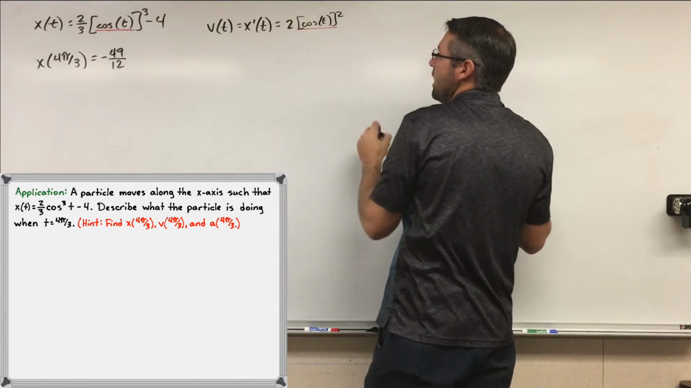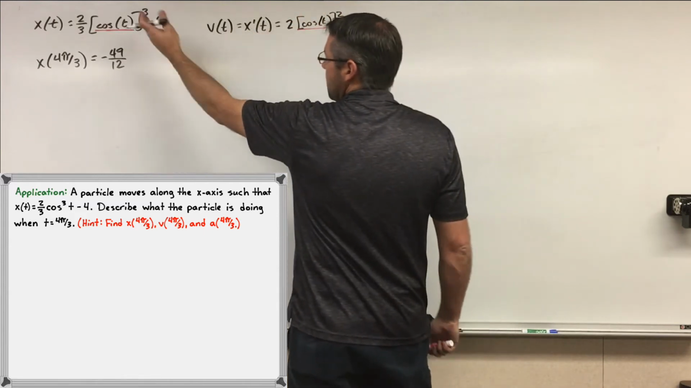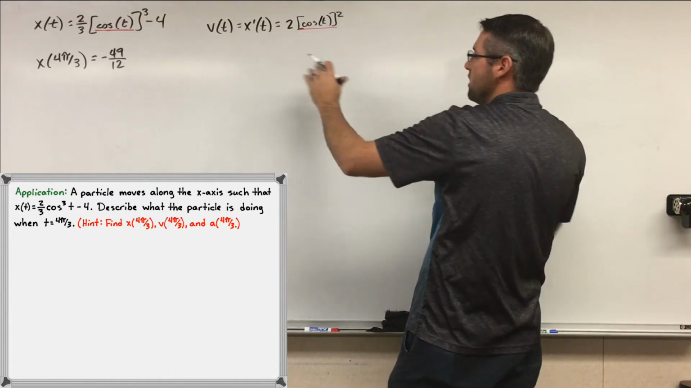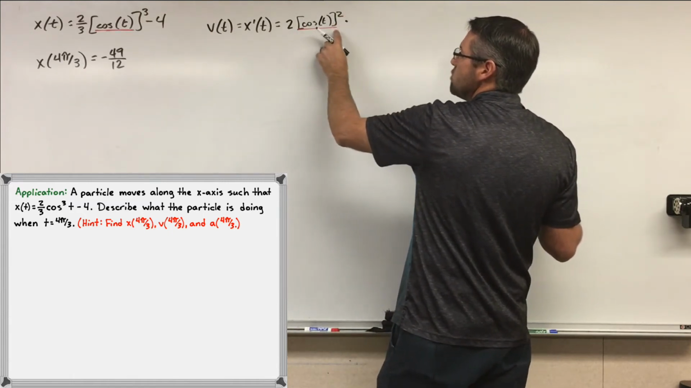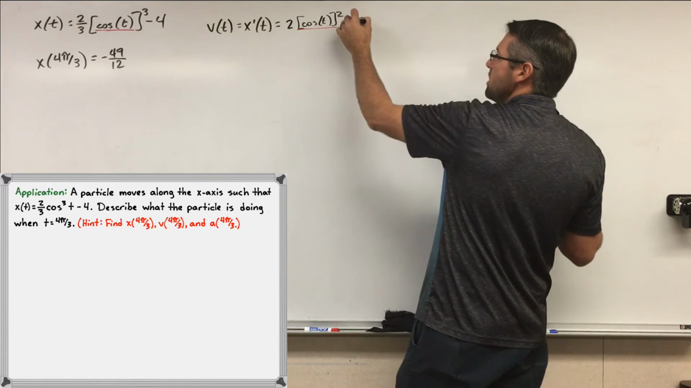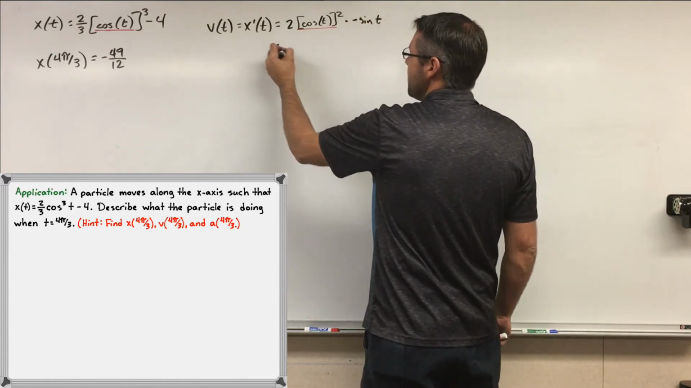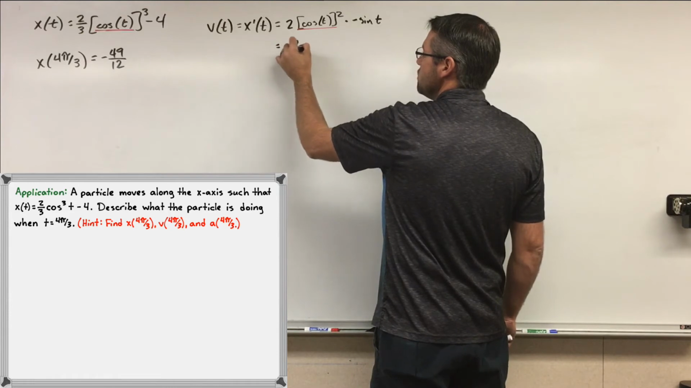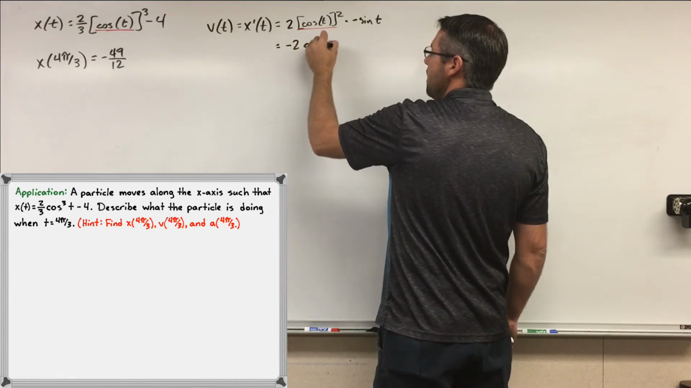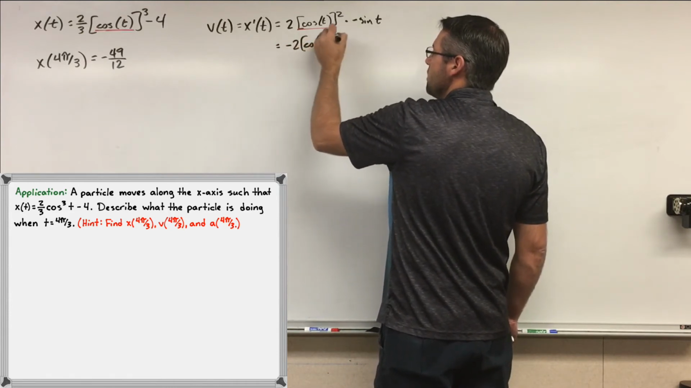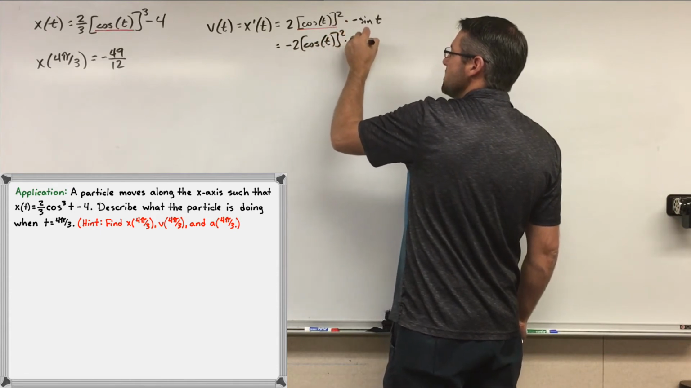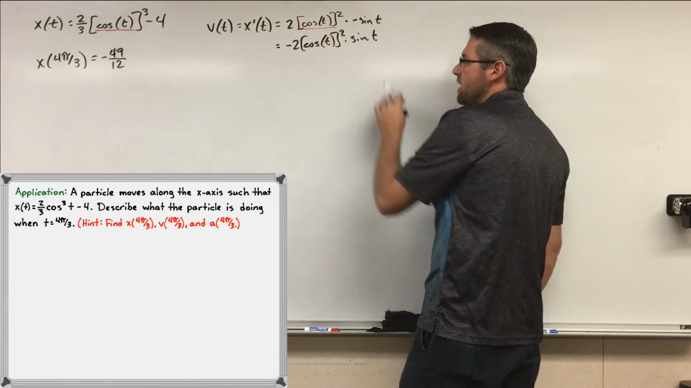And then the derivative of the negative 4 is 0. So we took the derivative of the outer thing. Now we need to multiply by the derivative of the inner thing. The derivative of cosine of t is negative sine of t. Then we can simplify that a little bit to say negative 2 cosine of t squared times sine of t. Okay, so that is my velocity.